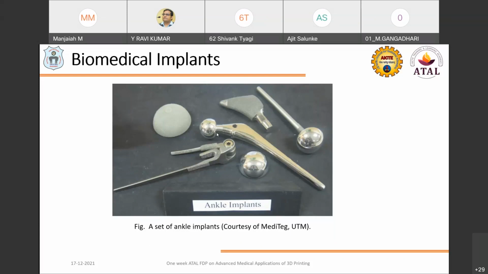It is possible to print metallic implants with controlled porosity, even with a modulus matching closely to the native human bone, thereby reducing the problems caused by stress shielding or implant fixation failure. That can be addressed by metallic 3D printing applications.